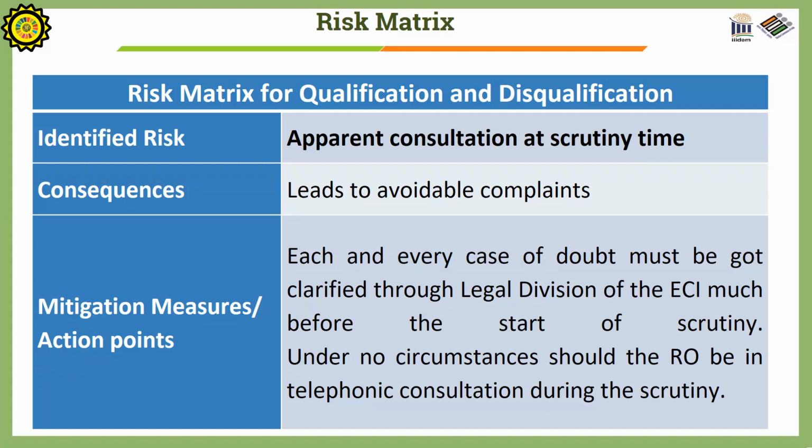The second risk is apparent consultation at scrutiny time. Its consequences lead to avoidable complaints. Mitigation measures or action points for minimizing the risk are that each and every case of doubt must be got clarified through the legal division of the ECI much before the start of scrutiny. Under no circumstances should the RO be in telephonic consultation during the scrutiny.